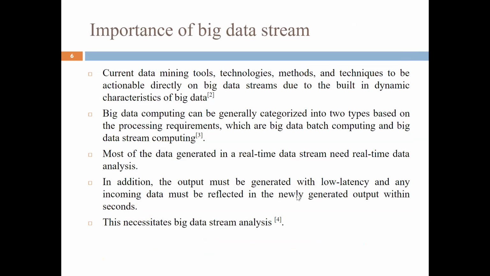On the importance of big data streaming: on the internet, a large amount of real-time data is generated. These real-time data sets have low latency, so we have to improve that latency to a fast rate. That is the necessity of big data streaming analysis.